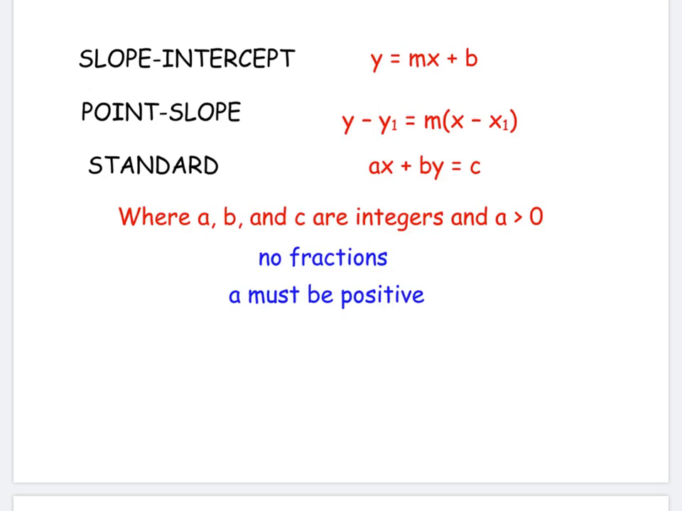Standard form is ax plus by equals c, where it tells you that a, b, and c are integers. Remember, integers are positive and negative whole numbers, and it says that a, or the coefficient of x, has to be greater than 0. So a cannot be negative. Also, in standard form, some things that you have to remember that are very important are there are no fractions, because again, a, b, and c are integers, and your a has to be positive.